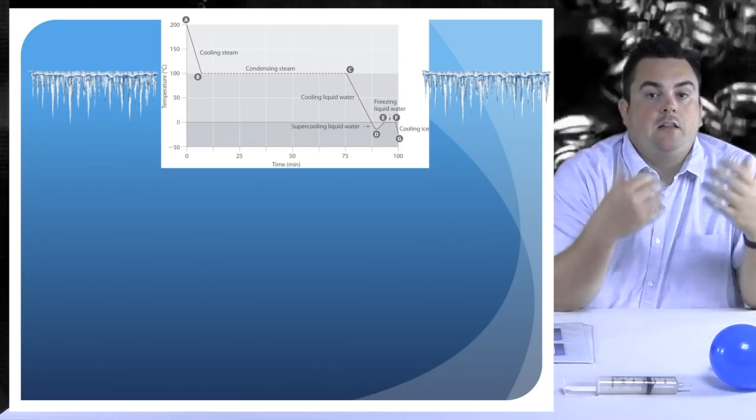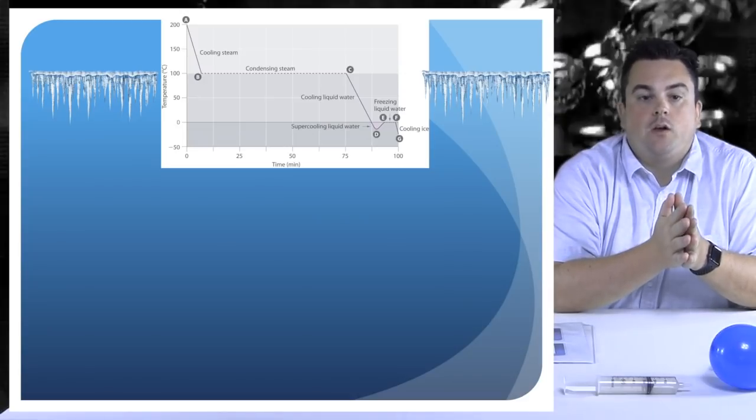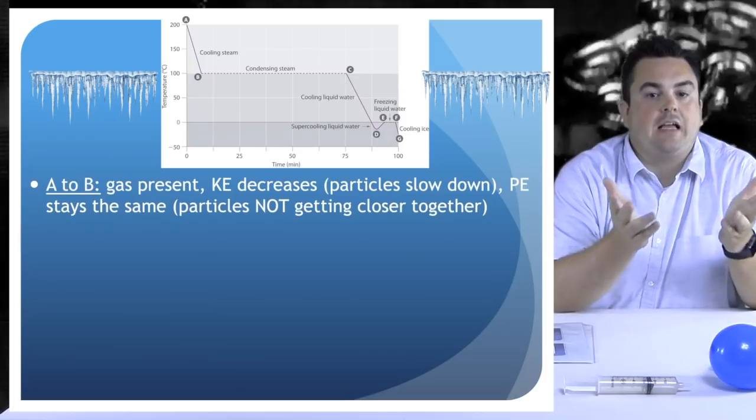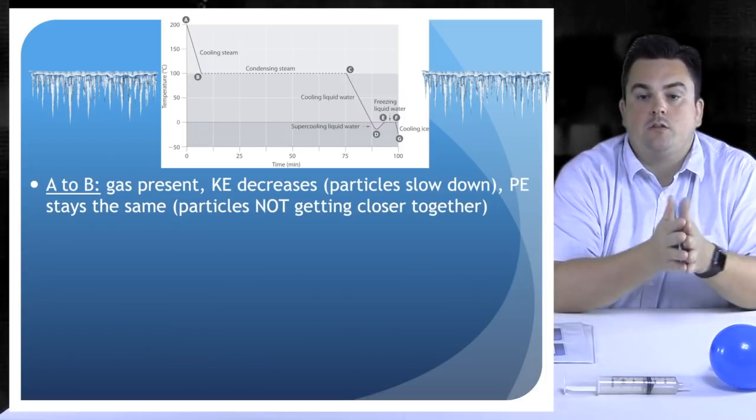So just like in our heating curve where heat was constantly being added from a Bunsen burner or a hot plate, in this situation in a cooling curve, heat is constantly being removed. So think of this as being in a freezer or some cold area where heat is constantly always being removed throughout the entire graph. All right, looking at our example of a cooling curve from A to B, it's just gas present. Kinetic energy decreases, which means the particles are slowing down.